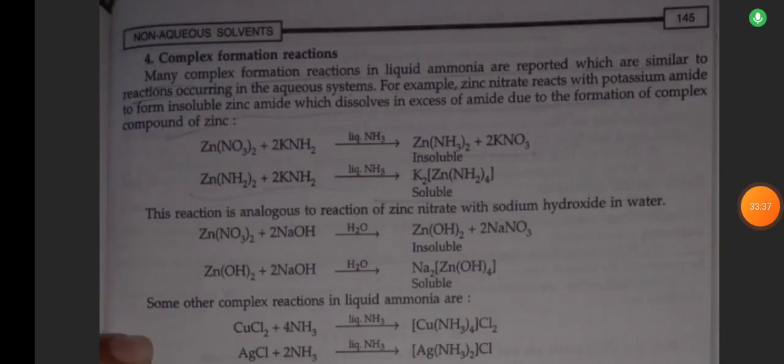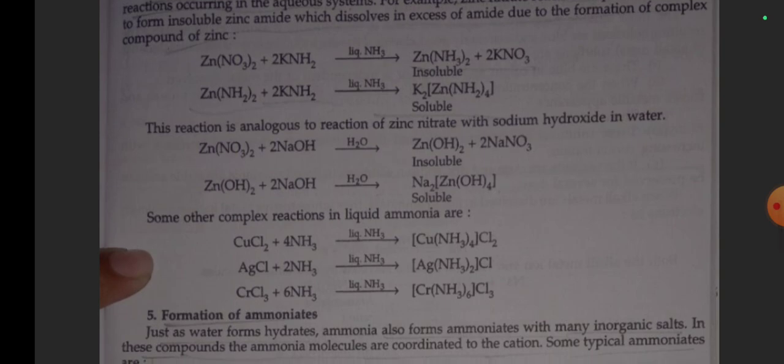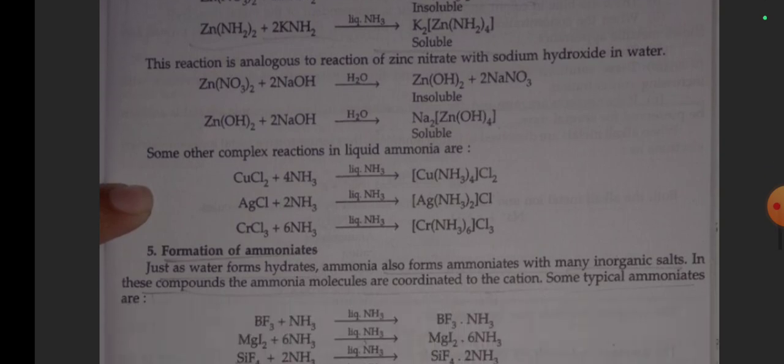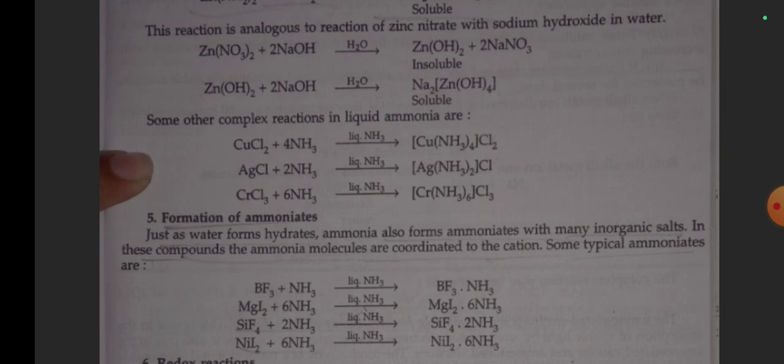Number 4. Complex formation reactions. Many complex formation reactions in liquid ammonia are reported which are similar to reactions occurring in aqueous system. For example, zinc nitrate reacts with potassium amide to form insoluble zinc amide which dissolves in excess of amide due to formation of complex compound of zinc. Zn(NO3)2 plus 2KNH2 in liquid NH3 gives Zn(NH2)2 plus 2KNO3. This reaction is analogous to reactions of zinc nitrate with sodium hydroxide in water. Zn(OH)2 plus 2NaOH gives Na2[Zn(OH)4].